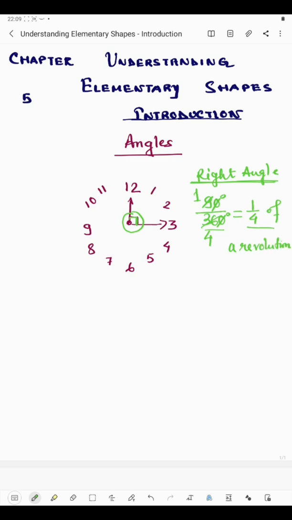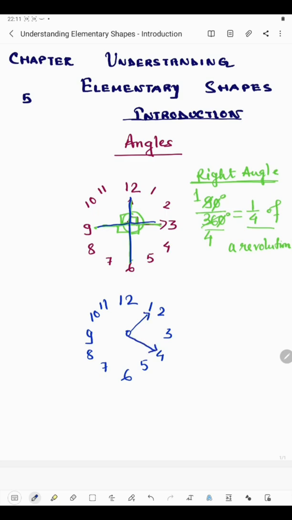Now always remember, if it forms this way or this way, we know that it's 90 degrees, isn't it? Or this way or this way, it forms 90 degrees. Now let me tell you how to identify whether it forms a right angle. If it looks like this, then we know that it forms a right angle. But if it looks like this, can you tell me whether it forms a right angle or not?